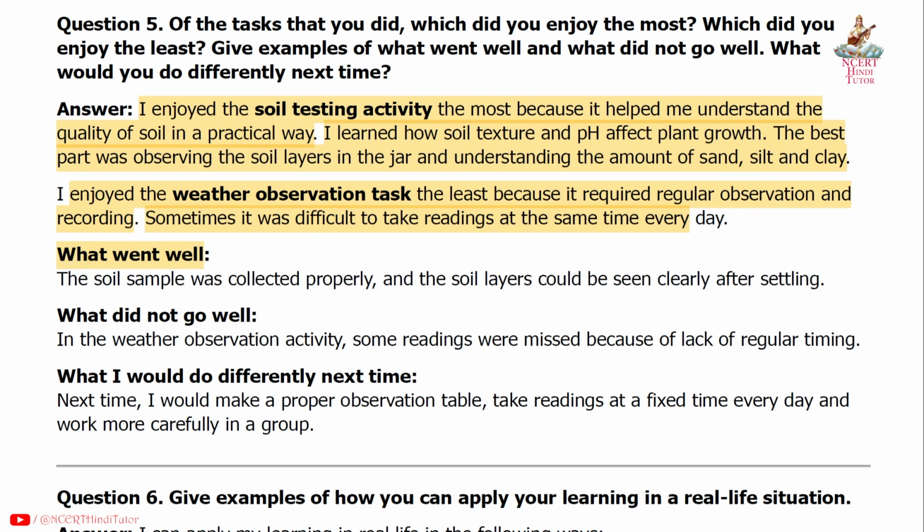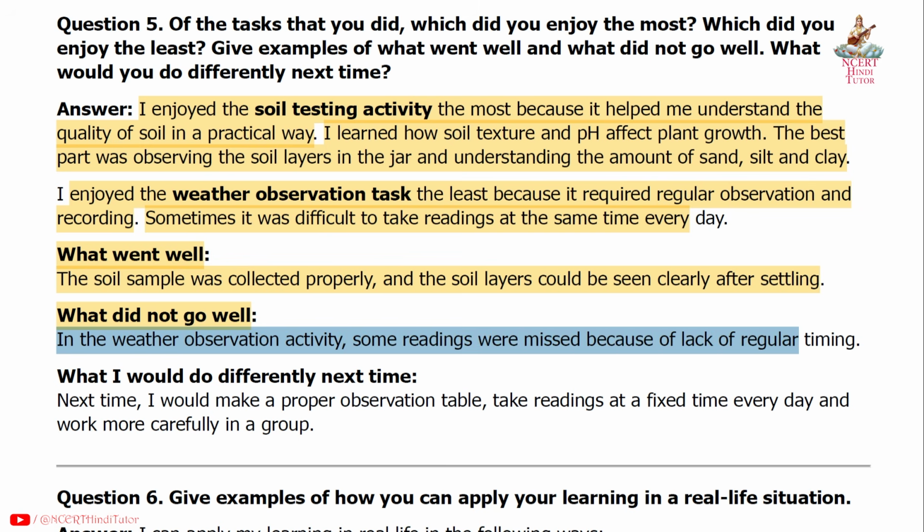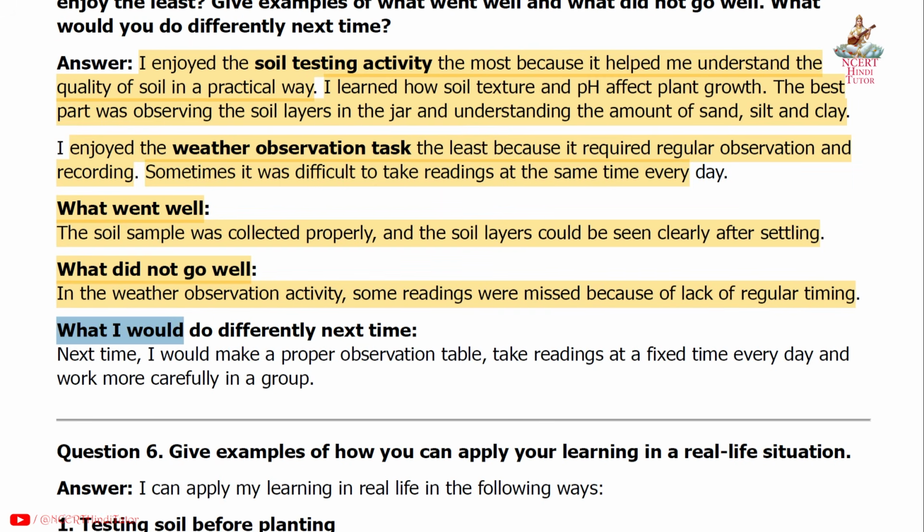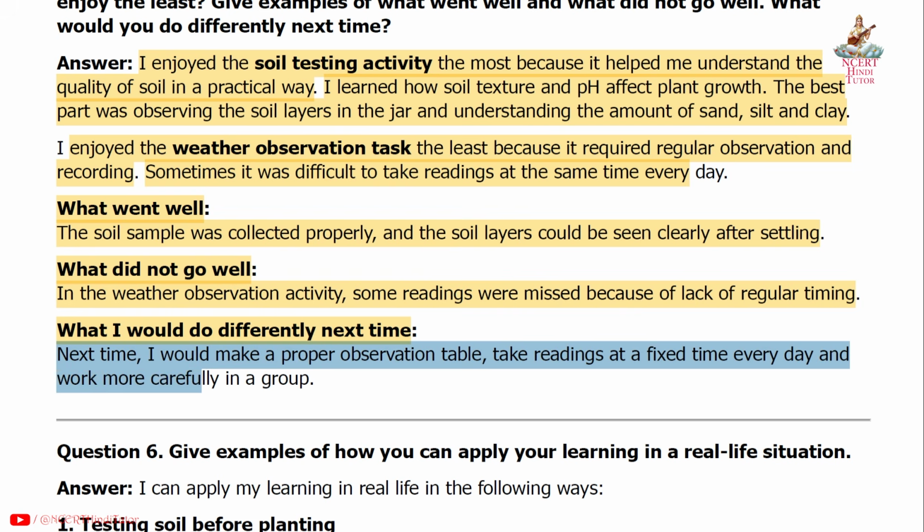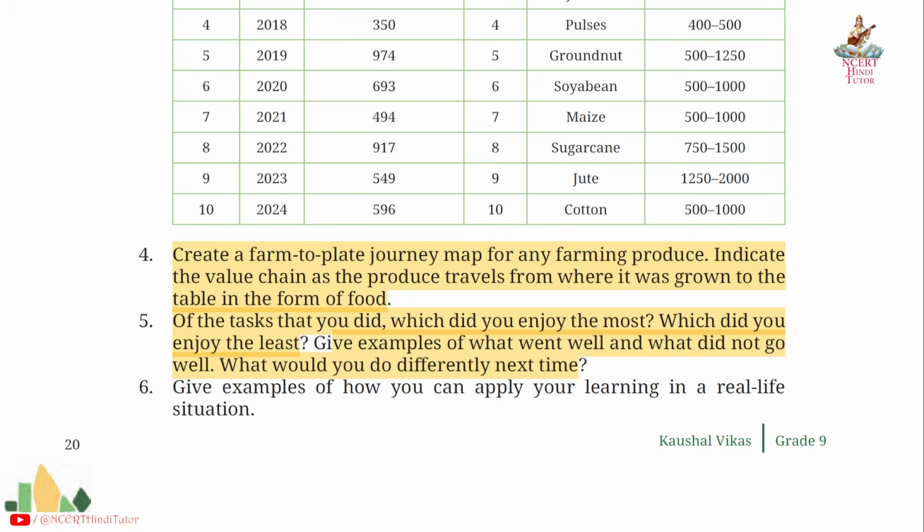What went well? The soil sample was collected properly and the soil layers could be seen clearly after settling. What did not go well? In the weather observation activity, some readings were missed because of lack of regular timing. What I would do differently next time? Next time, I would make a proper observation table, take readings at a fixed time every day, and work more carefully in a group.